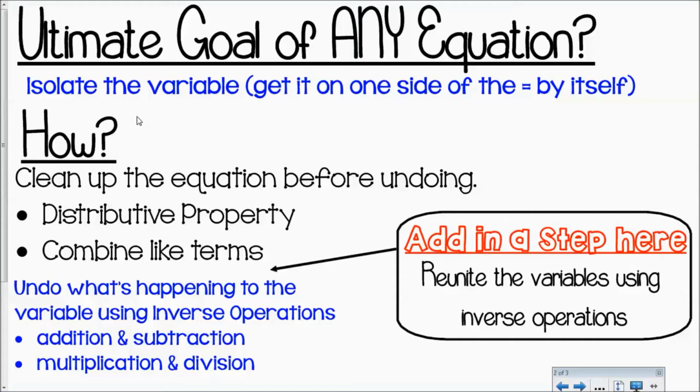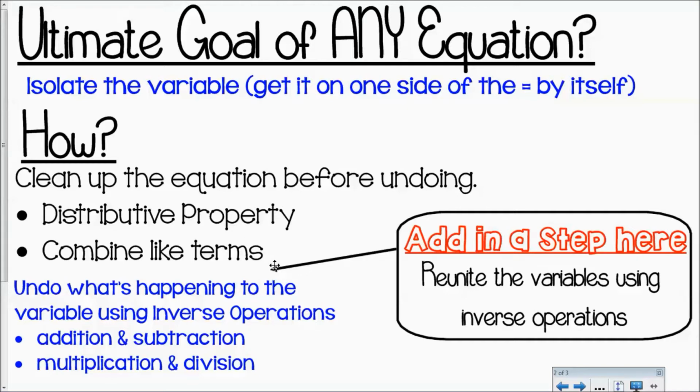So the ultimate goal with any equation, remember, isolate the variable. You're going to get it on a side of the equal sign by itself. We're adding to our how-to here. Yesterday, we added that we're going to clean up the equation before undoing anything. That's where we look to see if we need to use the distributive property, if there's parentheses with a number next to it. Then see if we can combine any like terms. So you're looking on each side of the equal sign and trying to clean up each side. Once everything is cleaned up, now we're ready to start moving things around. We're ready to start really getting into it.